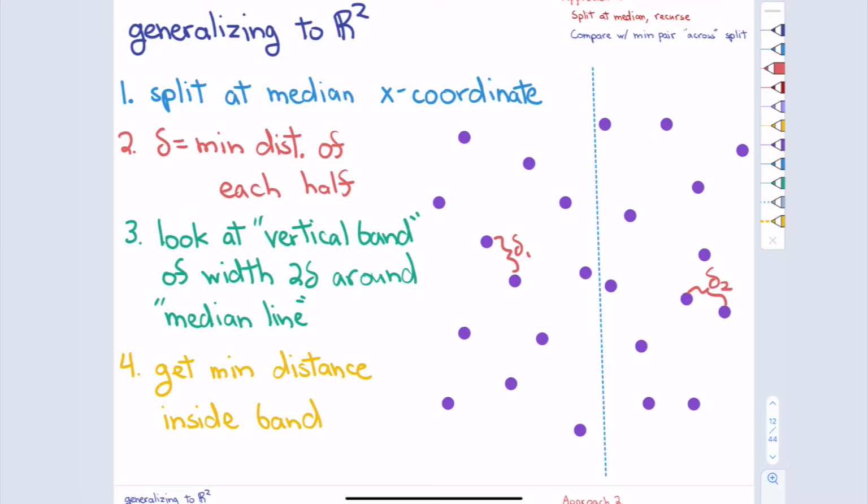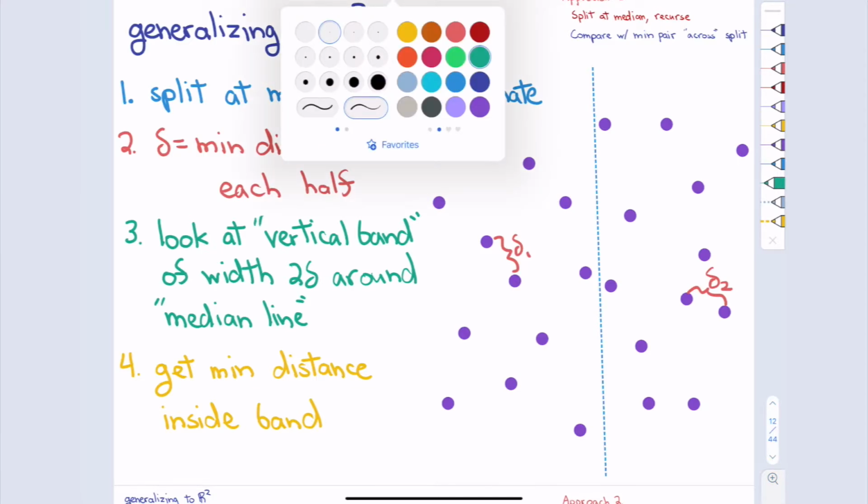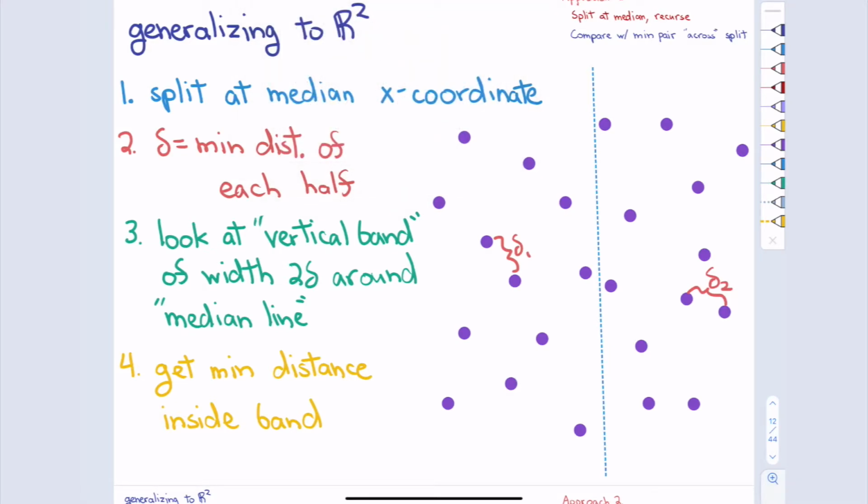And all that remains now is to check the pairs that are going across the middle. One on each side. Okay? Now, in doing so, at some level, I know that there's no reason to go any further. It looks like delta 2 is smaller than delta 1. So let me call this delta. There's no reason to go any further than delta to one side if I'm looking for distances smaller than delta.